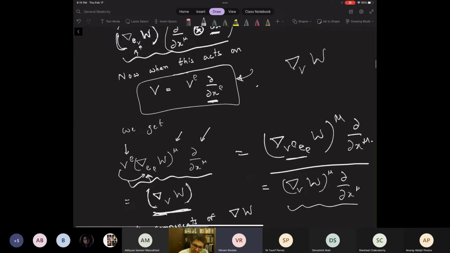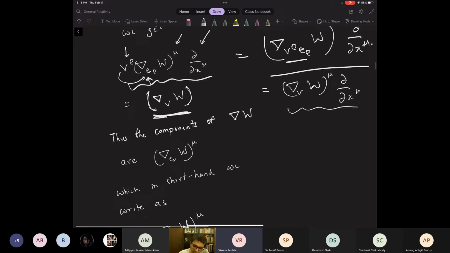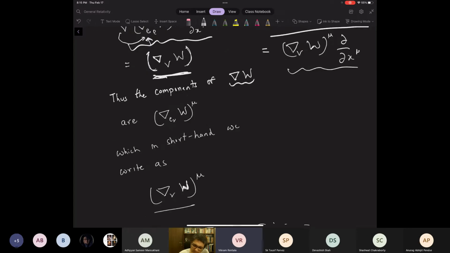Therefore, if I think of this as a 1, 1 tensor where I leave the slot of this vector unspecified, then I can write down the components of this del W as del e nu W mu. In shorthand, sometimes we write this as del nu W mu. That is, it's the derivative along the nu direction basis vector of the vector field W, and the muth component of that. These are actually coefficients of a tensor of type 1, 1.